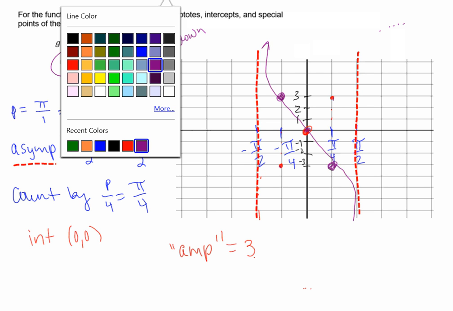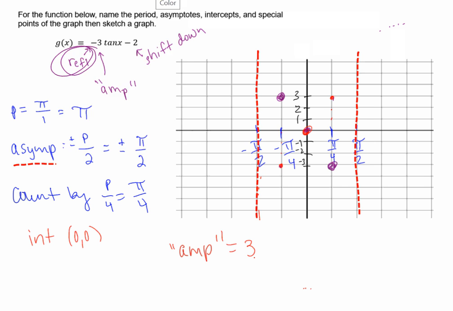Okay, final step. I'm going to take that purple one back out now while I'm thinking about it. Final step now is that we've got to do this shift down. It says shift down 2. Okay, take my point here. I'm going to go down 2. There's his new spot. Down 2. There's his. Down 2. There's his.